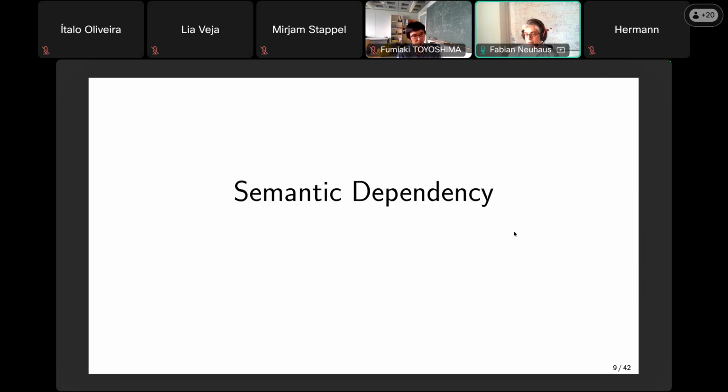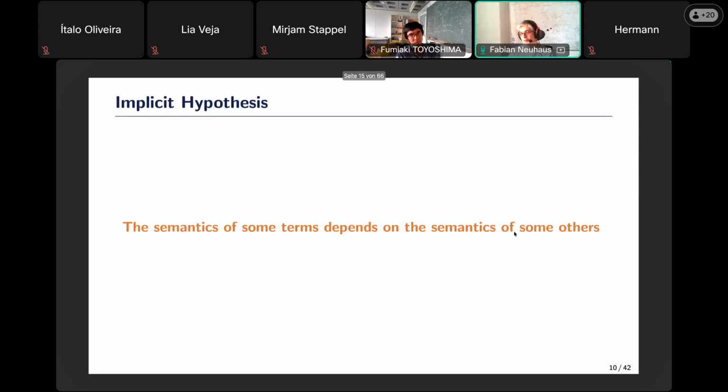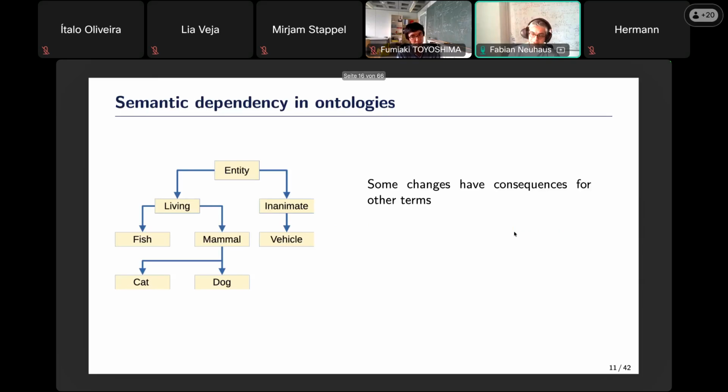Now, I introduce this new notion, semantic dependency, and as good ontologists, you will ask me, what do I mean with that? And the problem is I don't have a good answer for that, but let me motivate it. The idea that the semantics of some terms in a language depend on the semantics of other terms is something very old. You will find that in semiotics starting with the early 20th century. But in the context of ontology development, we are all probably aware of that.